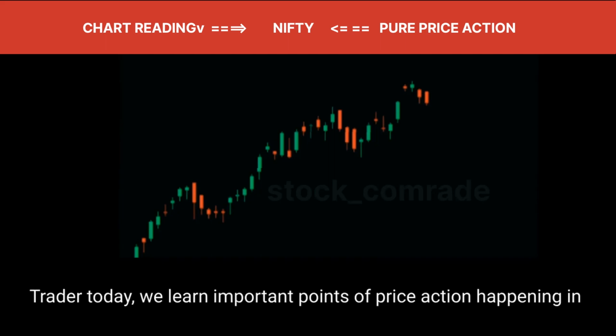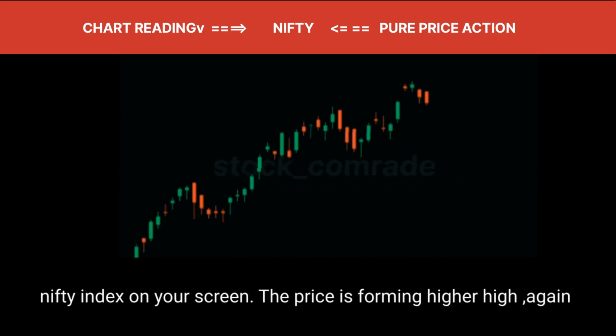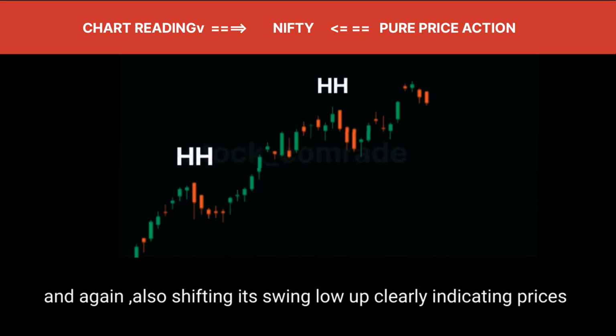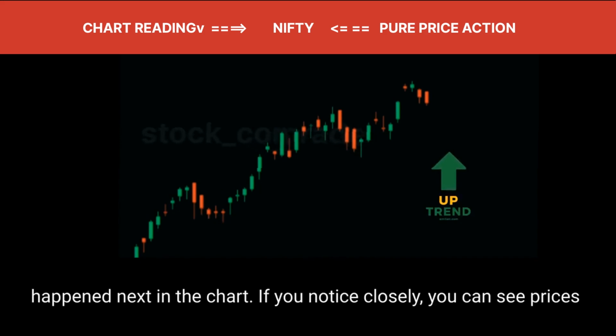Hello trader, today we learn important points of price action happening in the Nifty chart. On the daily time frame, you can see the chart of the Nifty index on your screen. The price is forming a higher high again and also shifting its swing low, clearly indicating prices are in an uptrend. The Nifty chart is showing an uptrend. Let's see what happened next in the chart.